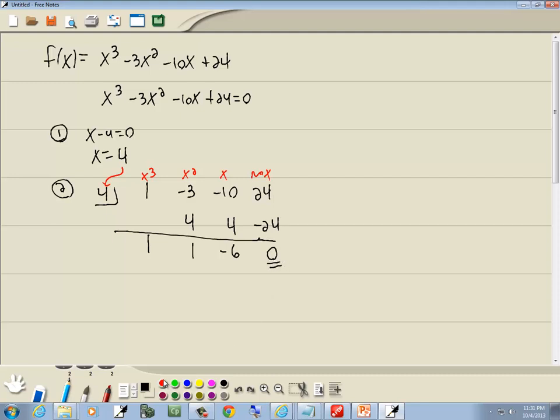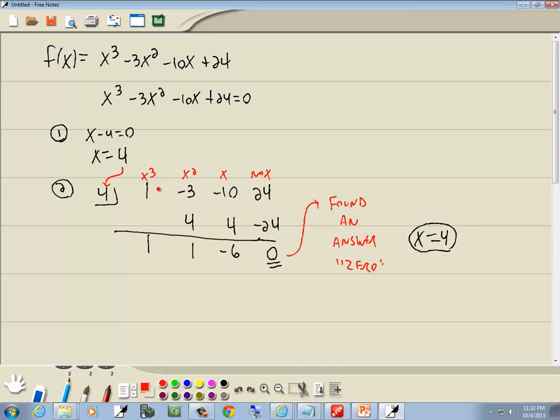Now this 0 here, what that means is that we found an answer. Another word for answer is 0. So we found a 0. So our first one is going to be this x equals 4. That's our first answer. The reason why they told you to do the division is because they knew it was going to be an answer.